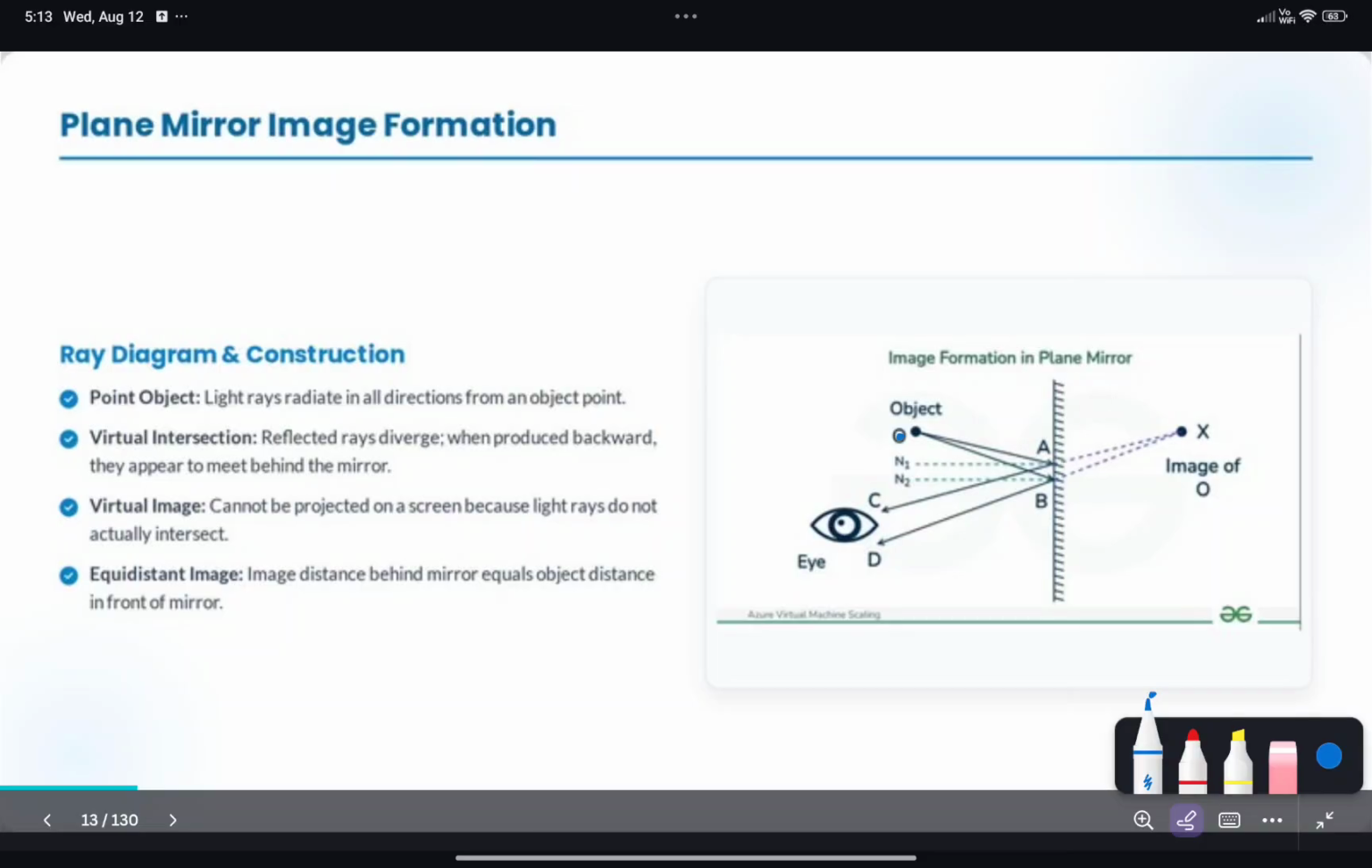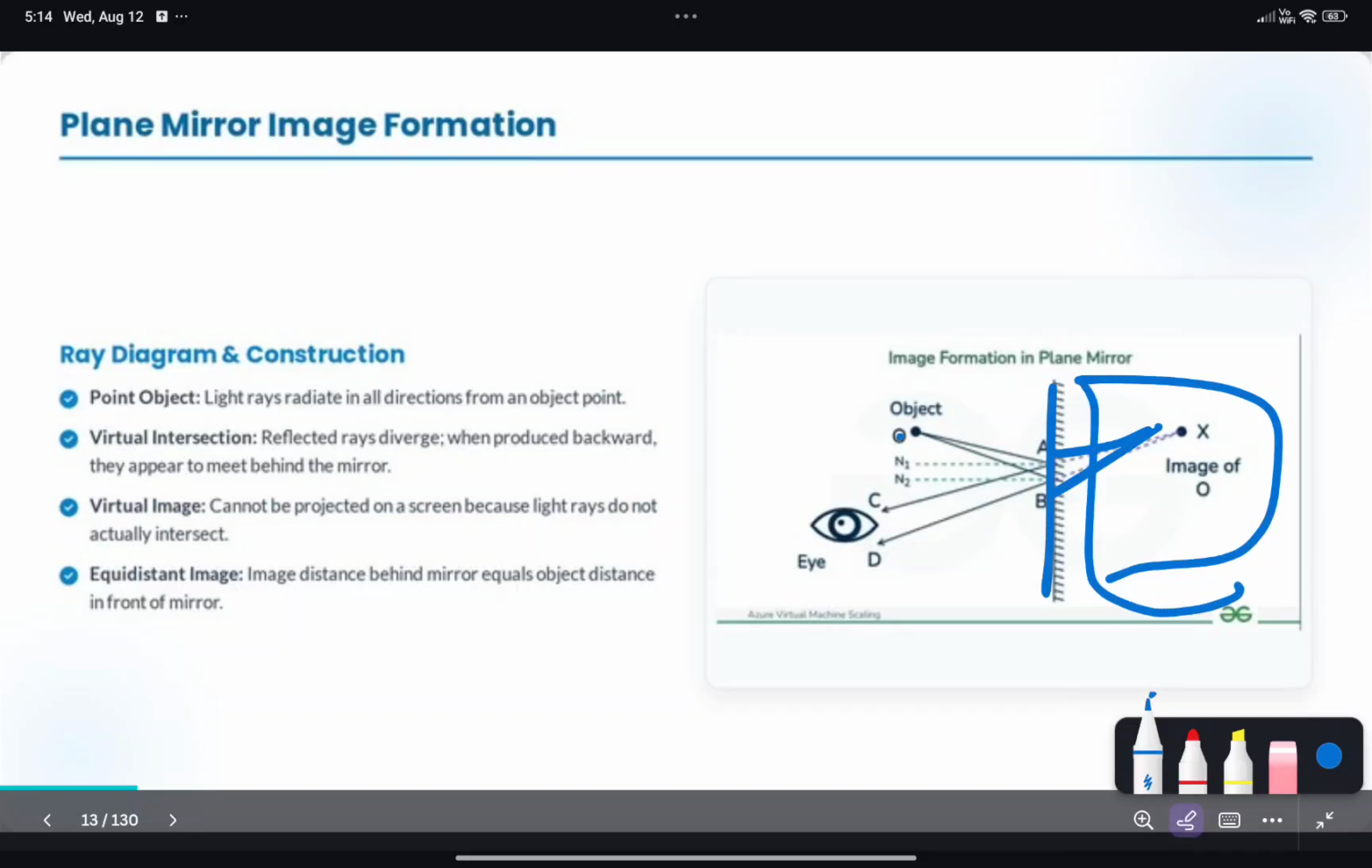Virtual intersection. Reflected rays diverge. When produced backward, they appear to meet behind the mirror. See, these rays diverge. When produced backward, we produce them like this. Yes or no? Backwards. Produced backward, they appear to meet behind the mirror. This is the mirror. This is the behind part of the mirror.